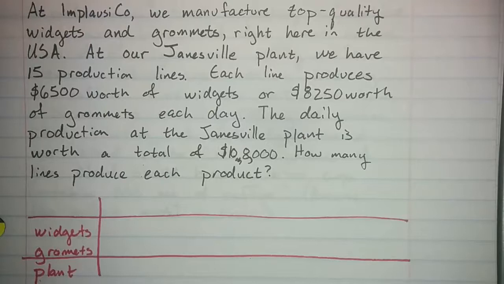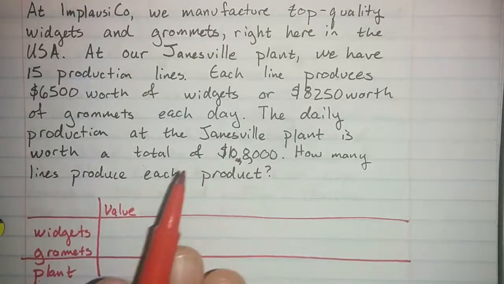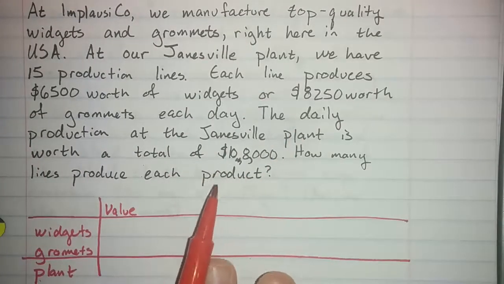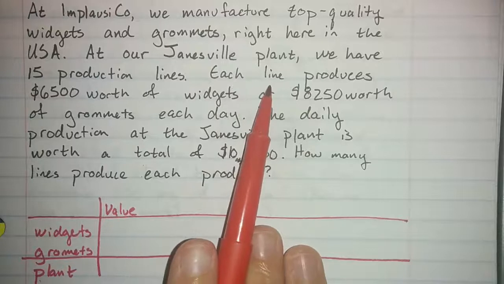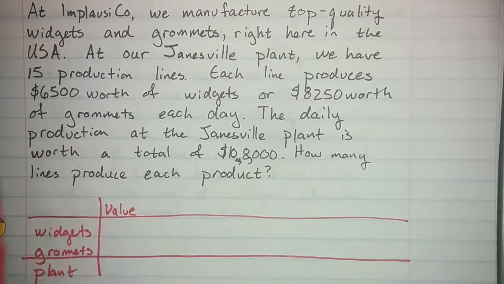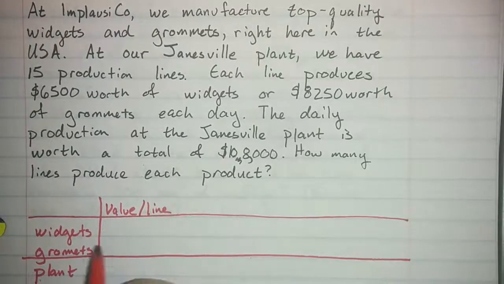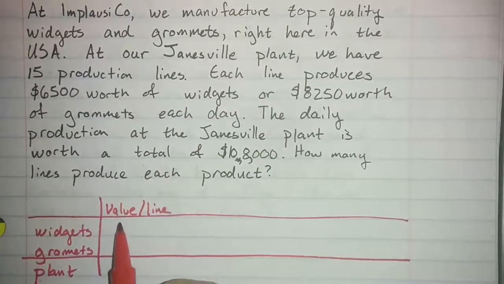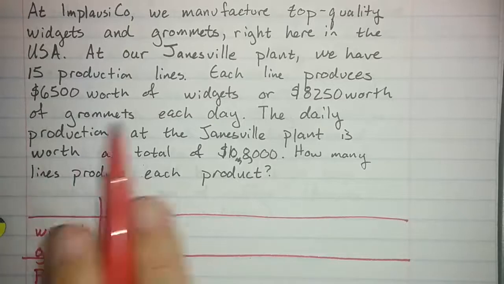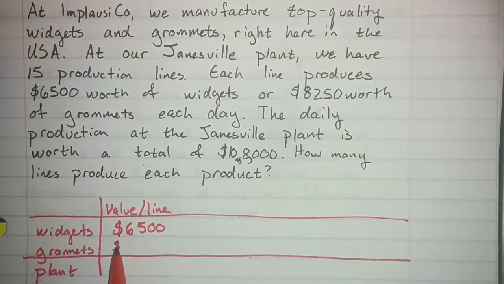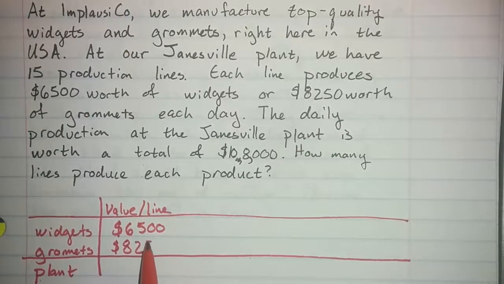Right, let's see. What's the first kind of information we have? Well, we have all these dollar values. Let's figure out if they're the same kind of thing. Each line produces $6,500 worth of widgets. So this is a value per line. The value per line of widgets is $6,500. The value per line of grommets is $8,250.